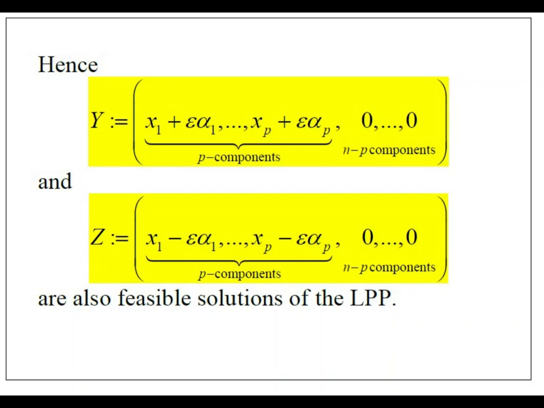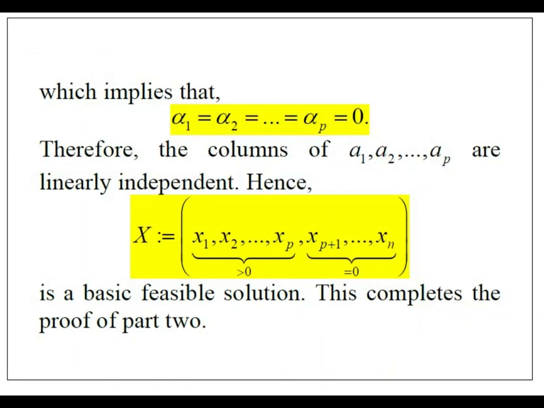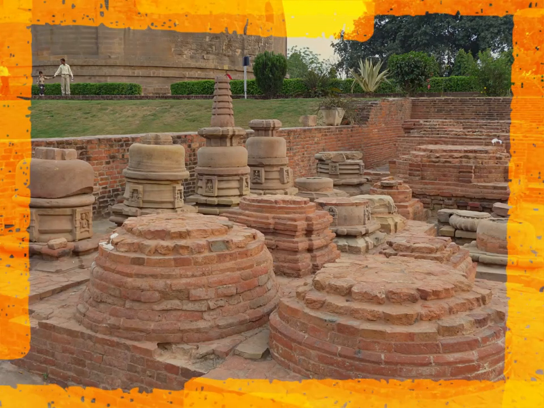But X is an extreme point of the feasible region. Y and Z must be equal, which implies that all the p scalars are equal to 0. Therefore, the p columns of the coefficient matrix are linearly independent and hence X is a basic feasible solution. This completes the proof of part 2.